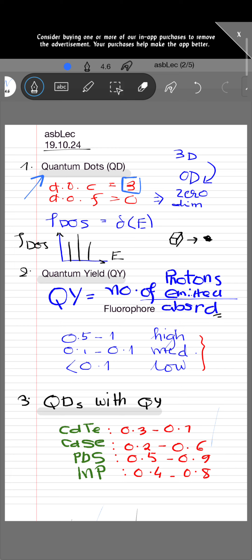Now, here you can see that a 3D material, that is a bulk or normal material, has 3 degrees of freedom. By degrees of freedom, we mean that the electrons can move in all 3 directions. There is no restriction to the movement of electrons.